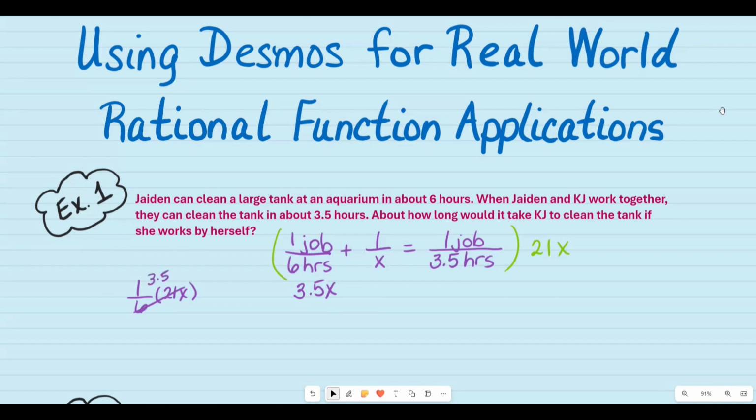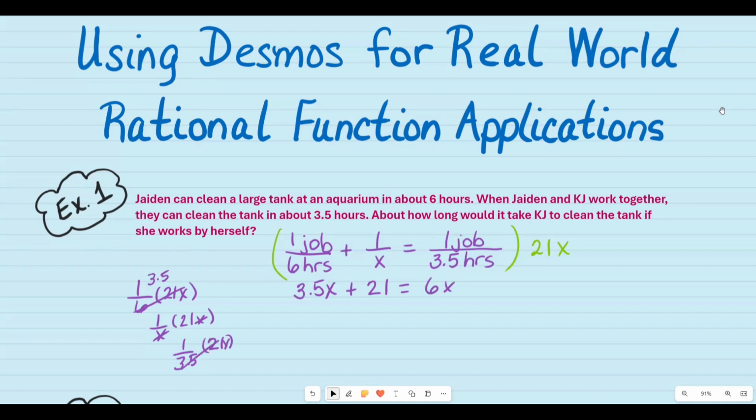And I'm going to do that for each fraction. So for the next fraction, I already have an x. So once I multiply that times 21x, the x's go away, and I'm just left with 21. And then for the next one, I'm going to have the 3.5 that I'm going to really divide by 21, because I'm multiplying it by 21x. And once I divide that, that's going to leave me with 6x.